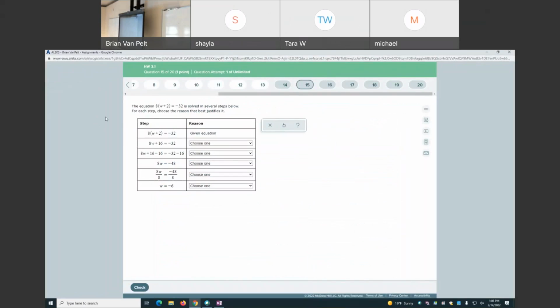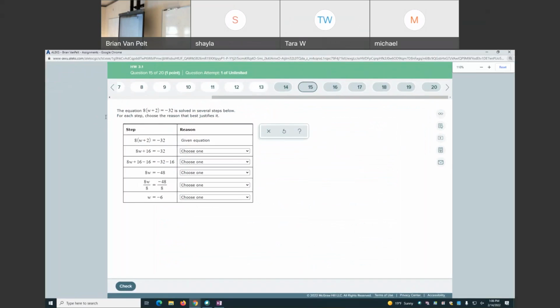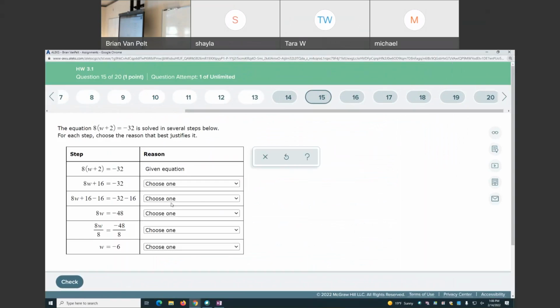Guys, I can make this bigger if you want. Can you guys see it? All right, so we have this equation solved in several steps below. So, part one is the given equation. All right. All I want you to do is look at this equation and tell me what they did here.